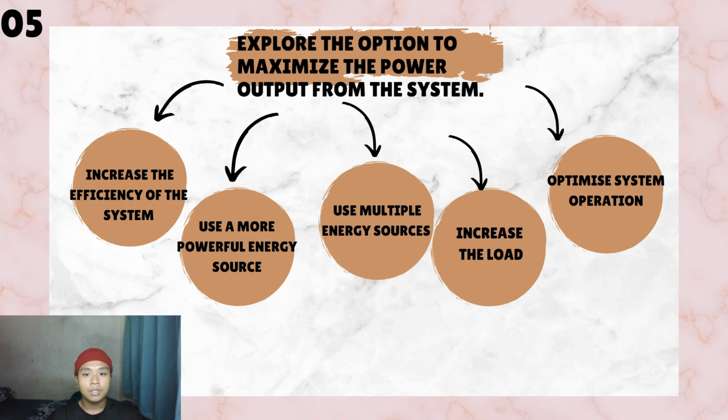The next one is you can increase the power output of the system by using a more powerful energy source, such as a larger battery or higher voltage power supply. You can also consider using multiple energy sources in parallel to increase the power output. For example, you could use a combination of solar panels and a wind turbine to generate electricity.